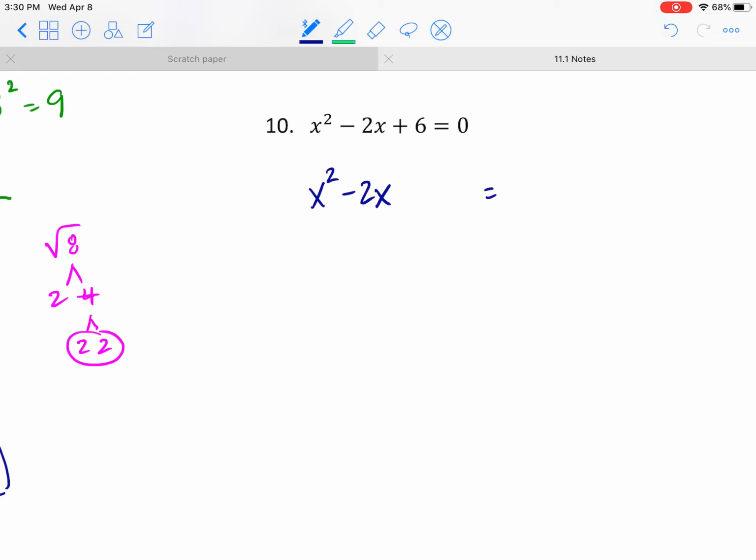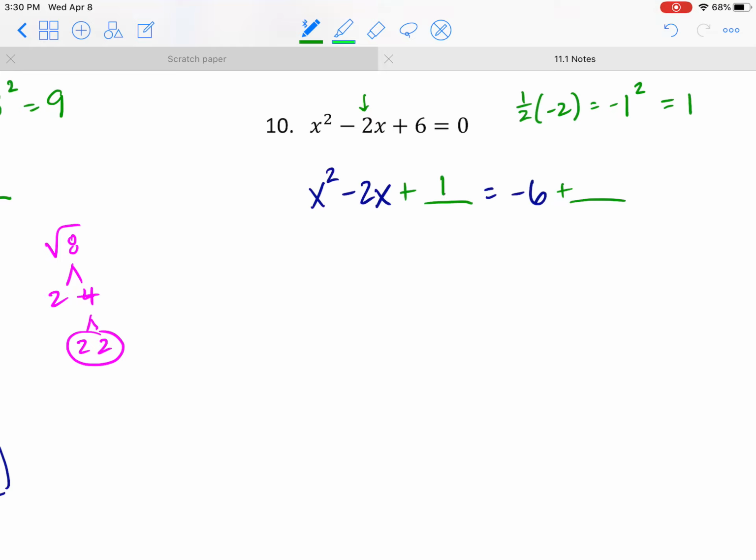Now let's look at it again. This is a good candidate here. Can't factor, no factors of 6 that make negative 2. Can't square root it because that x to the first is in there. So a is 1, we're in good shape. I want to move the constant, that's my first step. So x squared minus 2x are going to stay. The positive 6 is going to move to the other side as a negative 6.